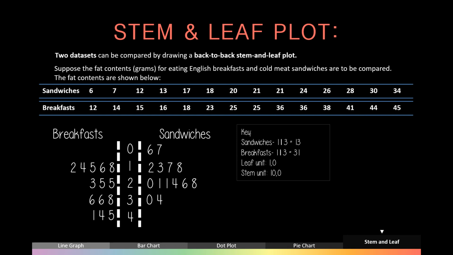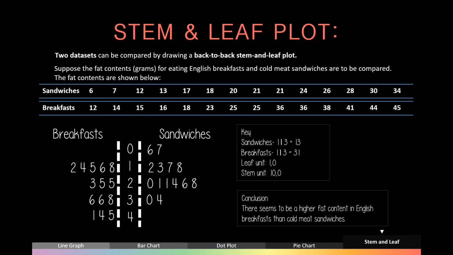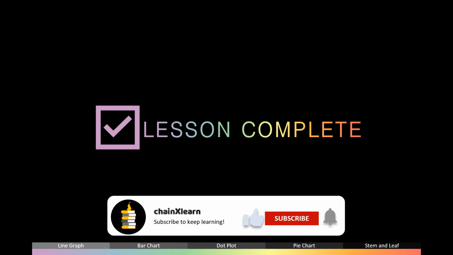Okay, so interpreting the stem and leaf plot, we can see that there seems to be a cluster of leaves towards the upper stems for sandwiches and a cluster of leaves towards the lower stems for breakfast. So this suggests to us that there is a higher fat content in English breakfast as compared to cold meat sandwiches. This brings us to the end of the lesson.